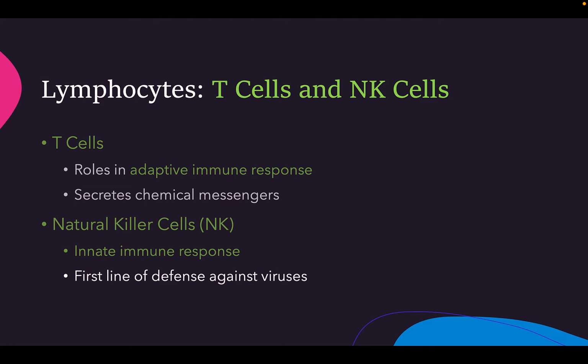And then T cells and NK cells. T cells are the other type of lymphocyte I was talking about. They have a role in adaptive immunity, and they secrete chemical messengers. These chemical messengers help warn all the other cells involved that there's an immune response needed, and help cascade that event. Natural killer cells, or NK cells, are involved in the innate immune response, and they're the first line of defense against viruses.